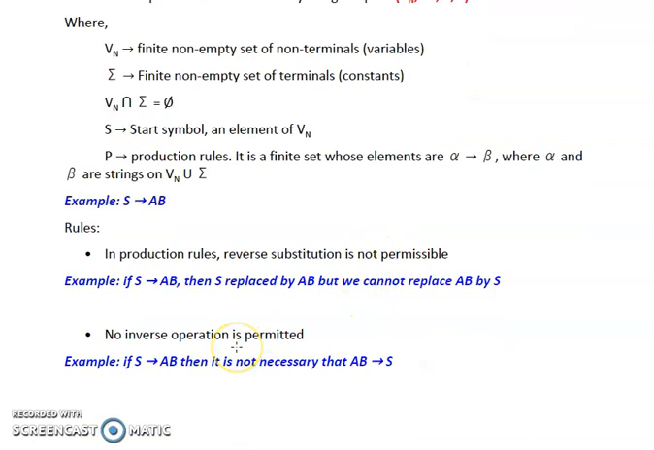Now, let us discuss 2 rules that have to be followed by any grammar for automata. According to rule number 1, if there is a production rule, then reverse substitution is not possible. That means, suppose we are having a production rule of the form S tends to AB, then S can be replaced by AB. Whenever we are having an S, we can replace it using AB, but we cannot replace AB by S.